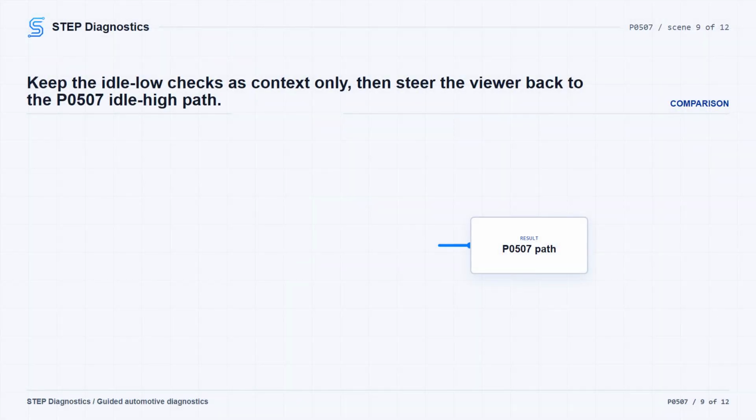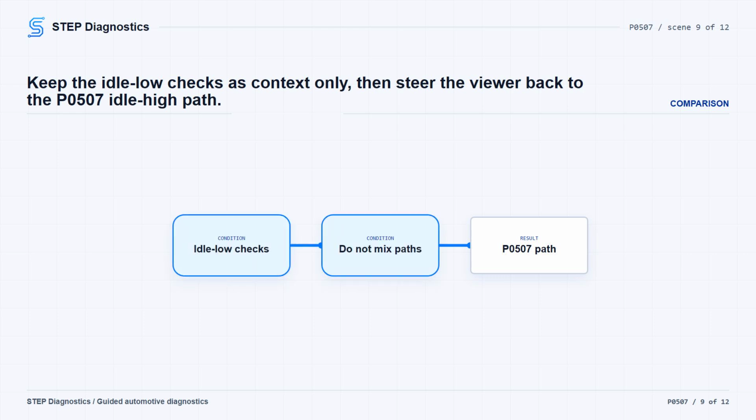There is a companion idle load testing branch in this same idle speed family that looks for a restricted exhaust, a mechanical condition limiting engine speed, or parasitic engine load. That is useful context, but it is not the P0507 branch. For this episode, stay focused on the idle high path, unless the earlier checks point you somewhere else.